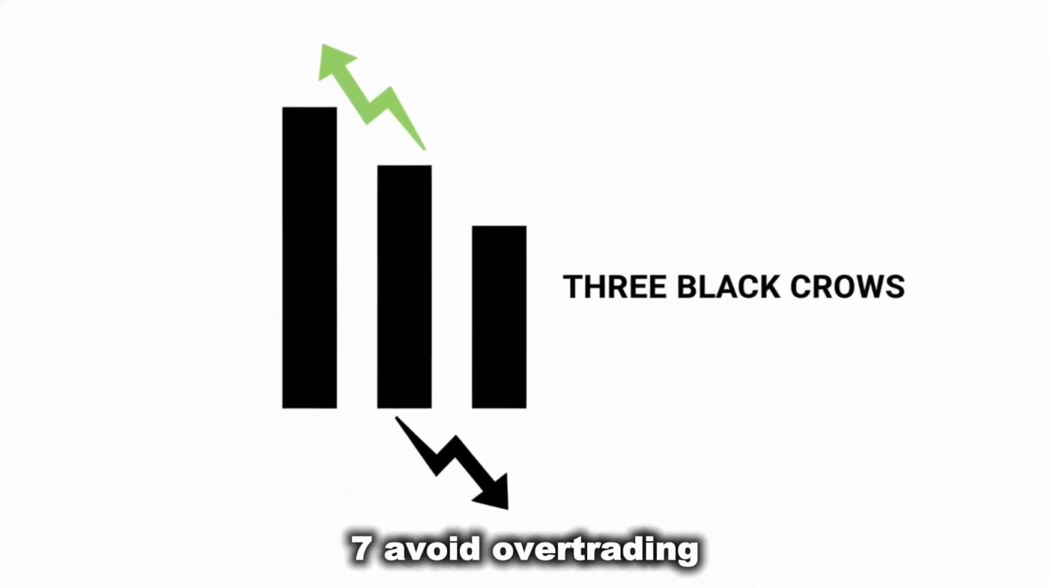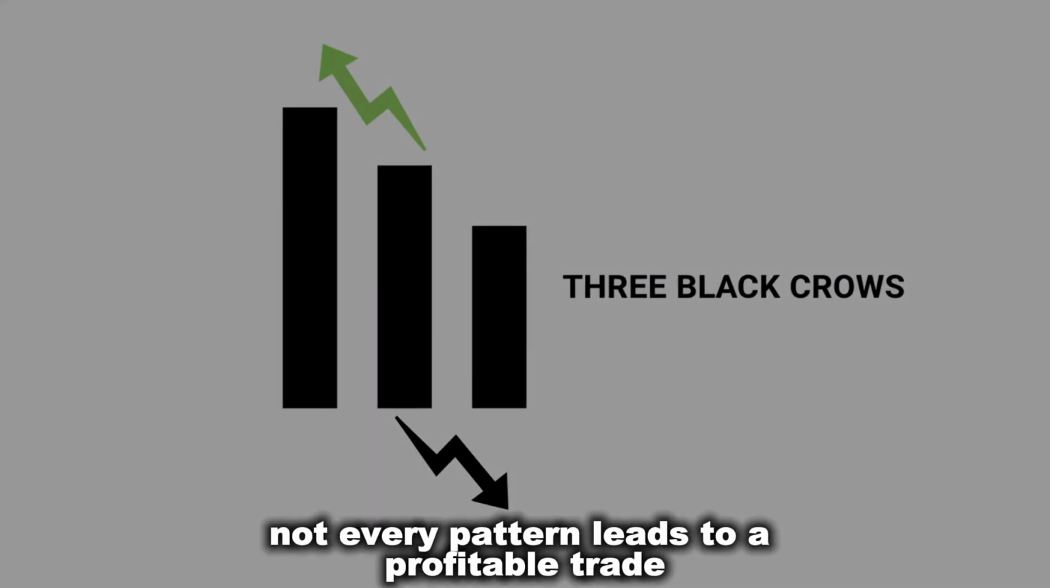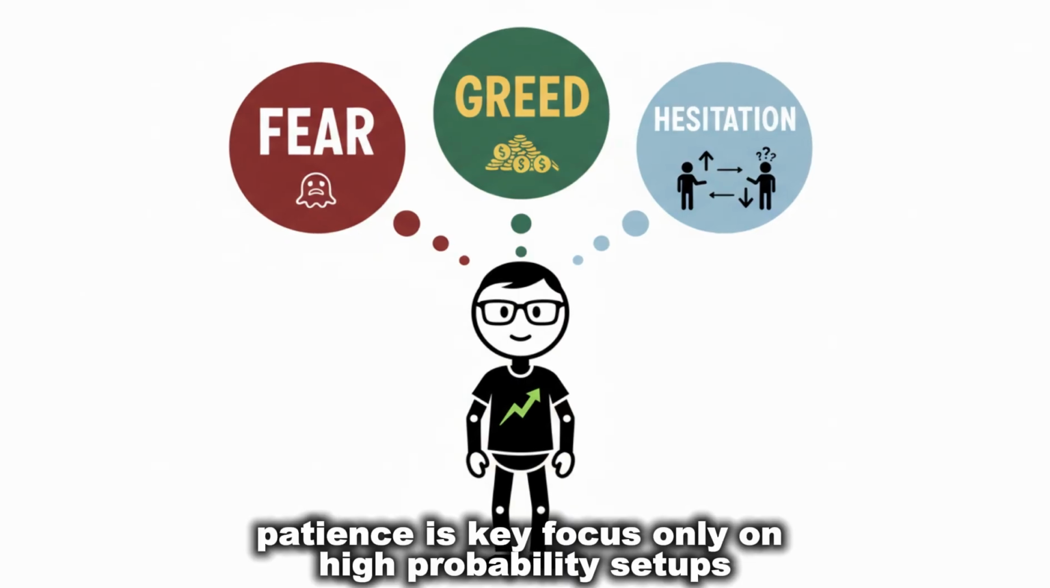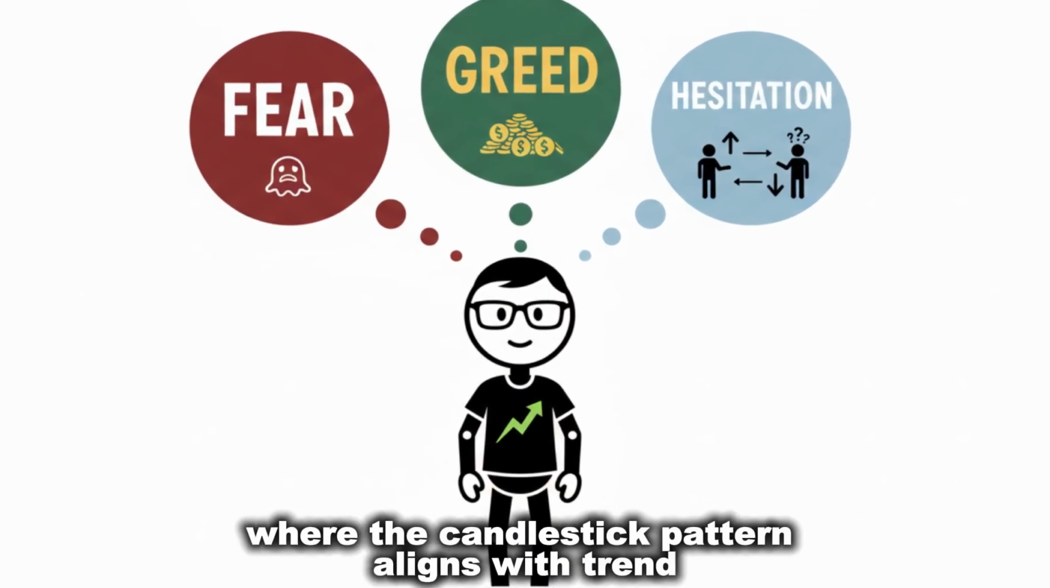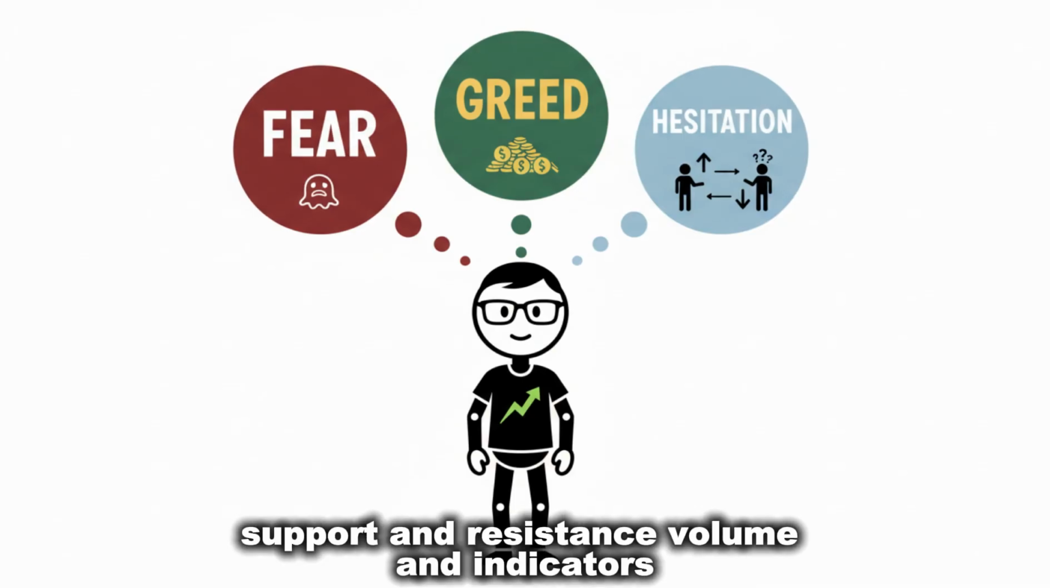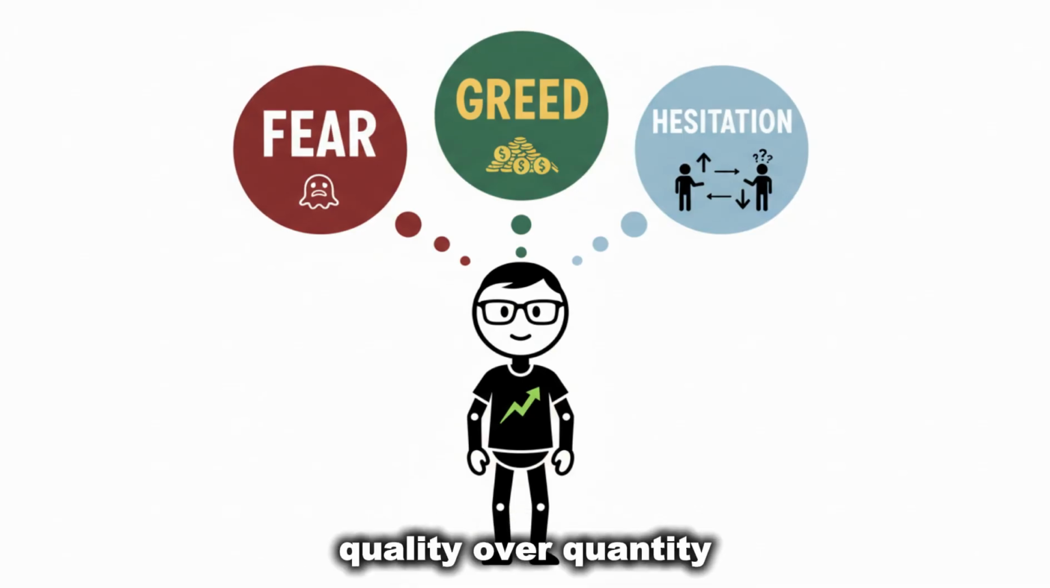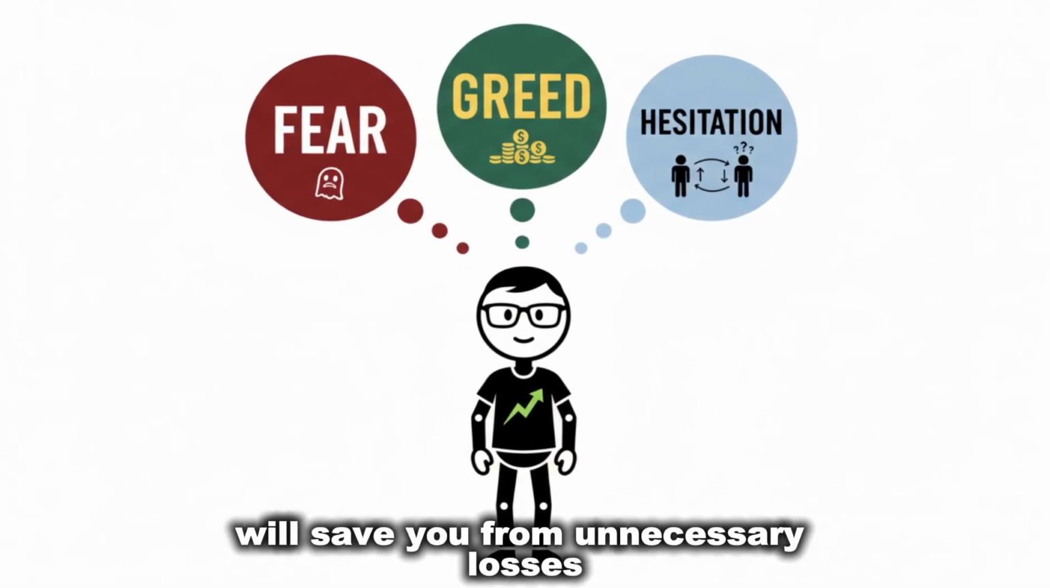7. Avoid overtrading. Not every pattern leads to a profitable trade. Patience is key. Focus only on high probability setups where the candlestick pattern aligns with trend, support and resistance, volume, and indicators. Quality over quantity will save you from unnecessary losses.